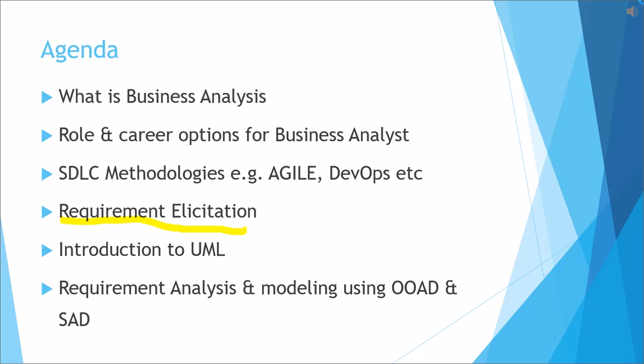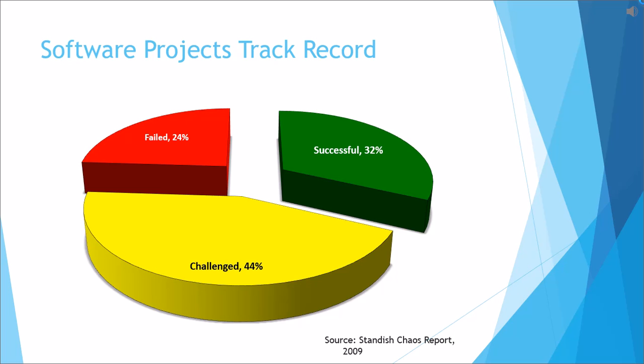Let's start by looking at what the track record of software projects has been over the years. There are many studies which get conducted every year. One of the prominent groups which conducts studies on the software project success rate is the Standish Group. This pie chart is a report which was published in 2009 by the Standish Group.